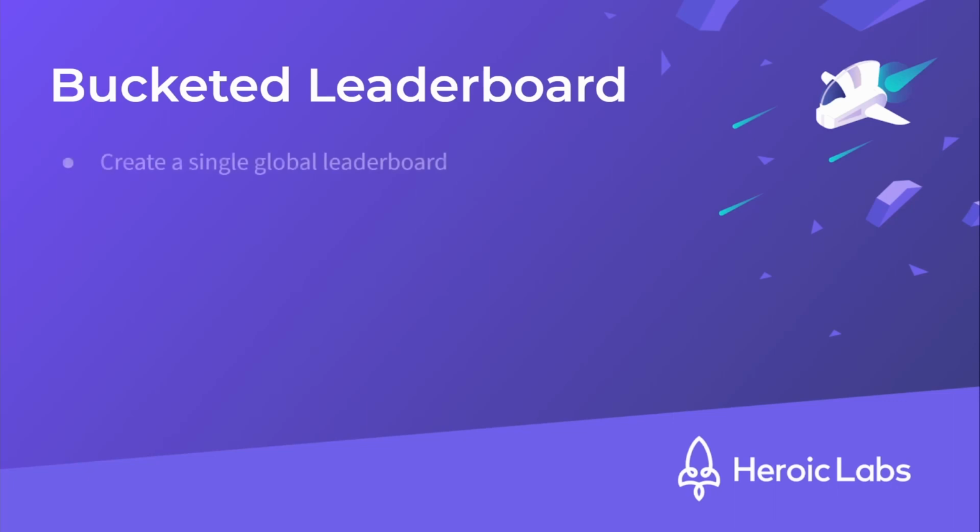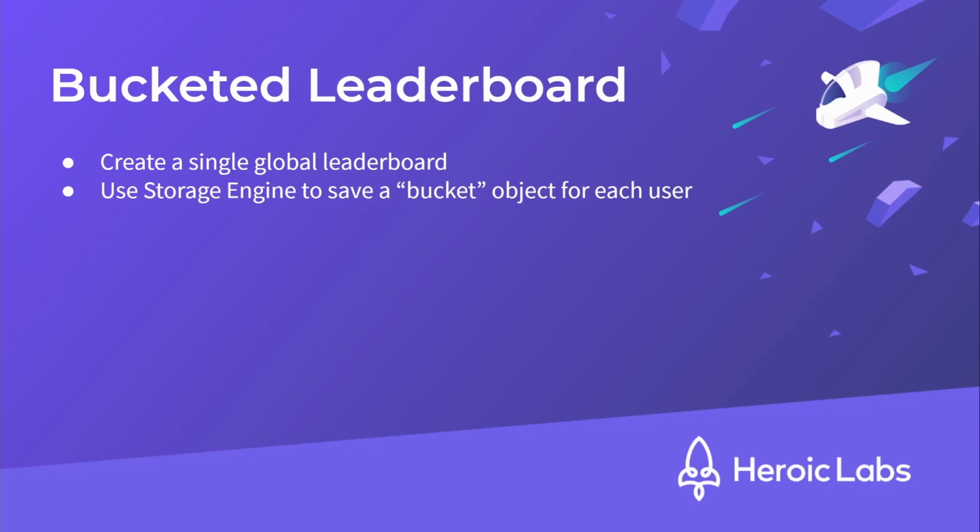First, we'll create a single global leaderboard that all players will submit their scores to, and this leaderboard will have an expiry time. With the global leaderboard in place, we need a way to create a personalized view or bucket of that leaderboard for each user. To do this, we'll use the storage engine to save an object for each user that contains a generated list of user IDs that will serve as a cohort of players that makes up the bucketed leaderboard for that user.